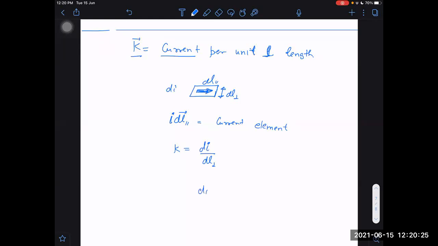How do we get dI from the K value? We can get dI if I take K dot dl perpendicular. What will be the direction of dl perpendicular? It will not be along dl, it will be perpendicular to dl. Don't worry about its direction. You can think of it magnitude wise always. When I have to find dI, I will find it magnitude wise.